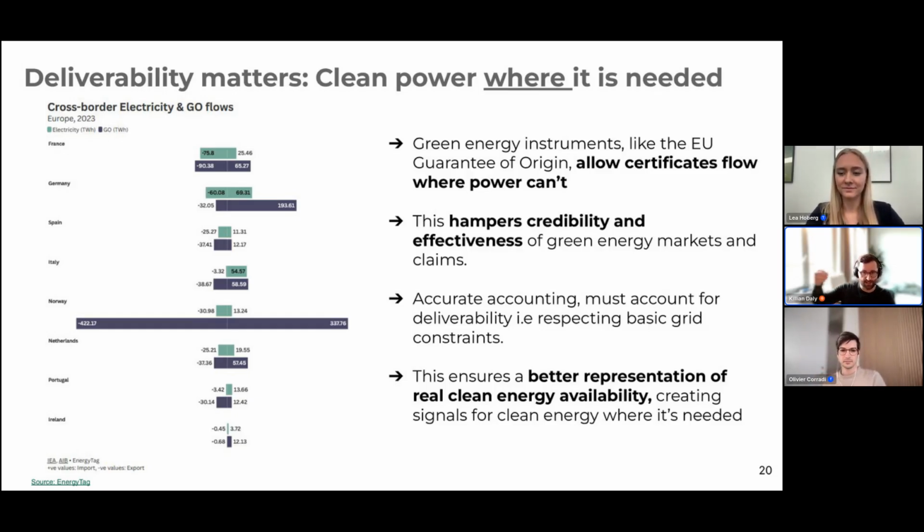So again, if we start to control some of these cross-border flows, make them more accurate, we'll have a better representation of clean energy availability in reality, right? A more accurate clean energy signal.